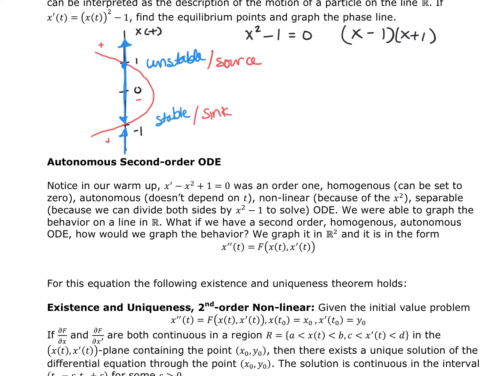Now, when we look at our warm-up, it was of order 1, first order. It was homogeneous because we can set this thing equal to 0. It's autonomous; it doesn't depend on t. Nonlinear because of the x squared. It's separable because we can divide both sides by x squared minus 1 to solve. Ordinary differential equation. We can put this in a lot of buckets. We're able to graph the behavior on the line of real numbers.